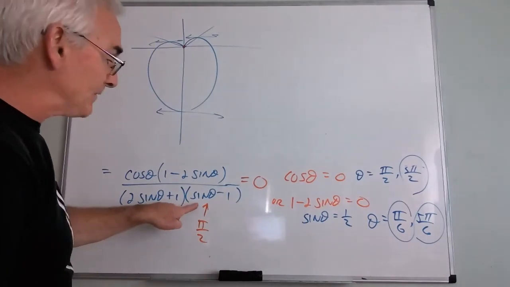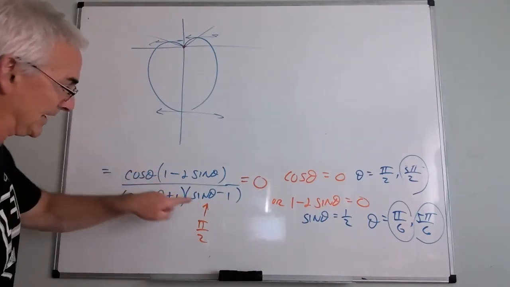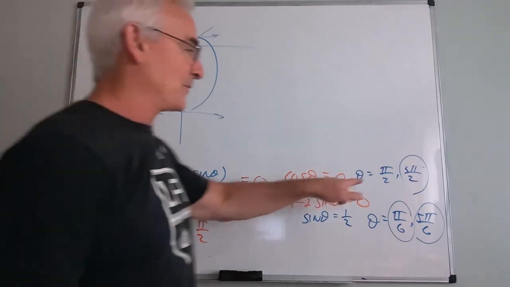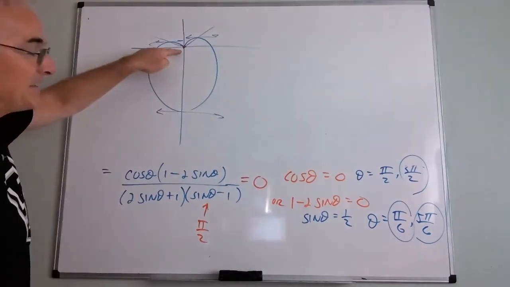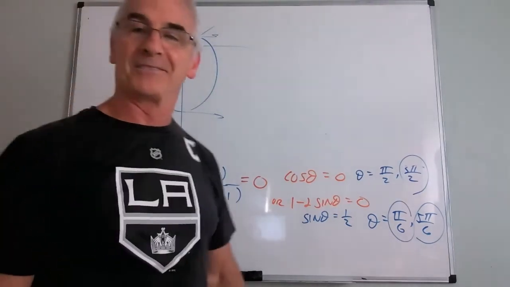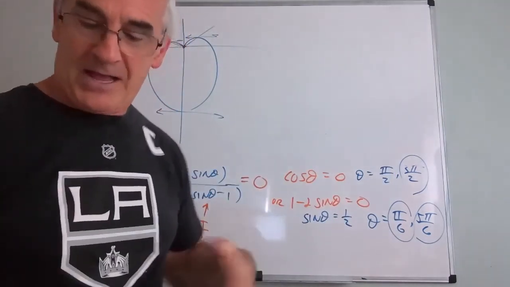But in my derivative, if I put a pi over 2 in here, I get a 0 there, but I get a 0 here. So pi over 2 is probably the coolest place on this whole graph. It's where both numerator and denominator appear to be 0. So that explains why it showed up here, because it also would show up down here. So this is just an exercise.